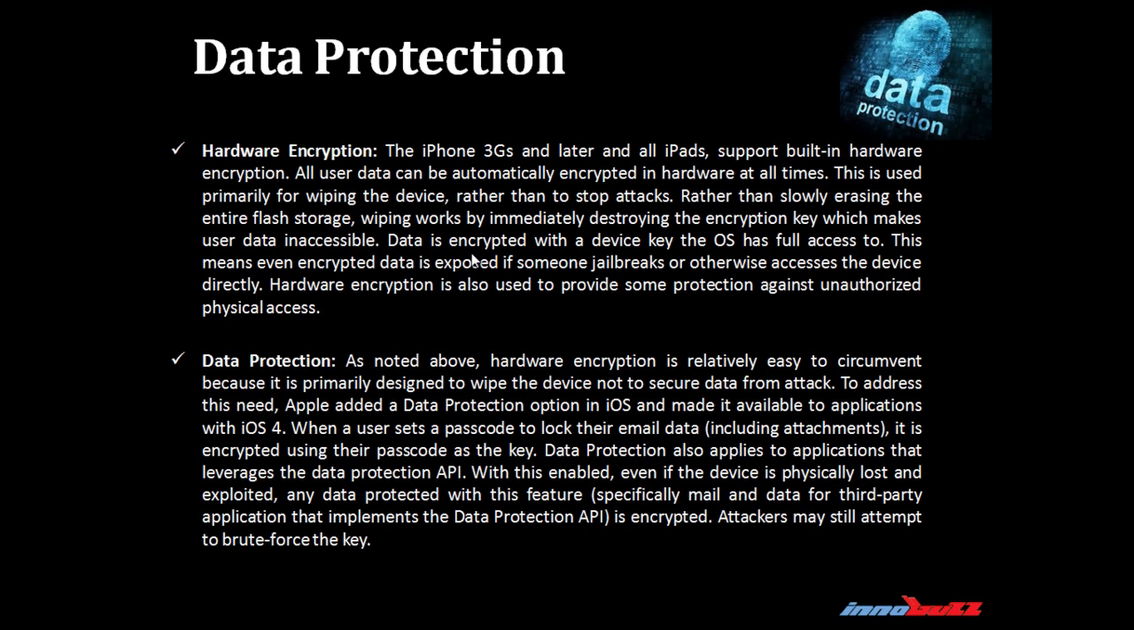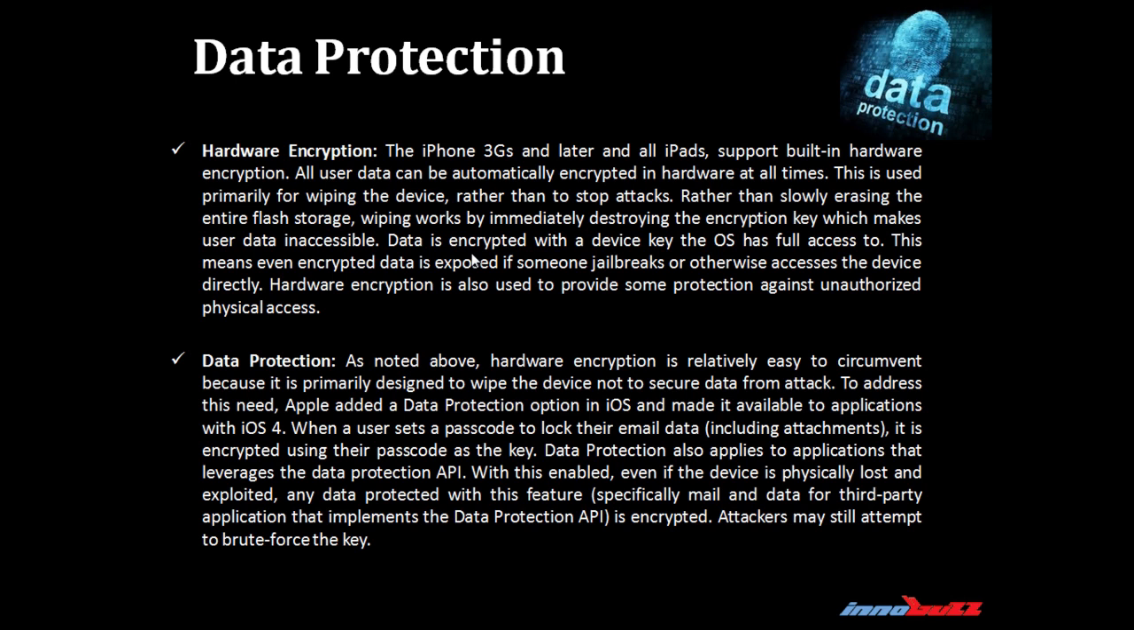Now let us take a look into data protection features in the iPhone. The first feature would be hardware encryption. The iPhone 3GS and later and all iPads support built-in hardware encryption. All user data can be automatically encrypted in hardware at all times. This is used primarily for wiping the device rather than to stop attacks.